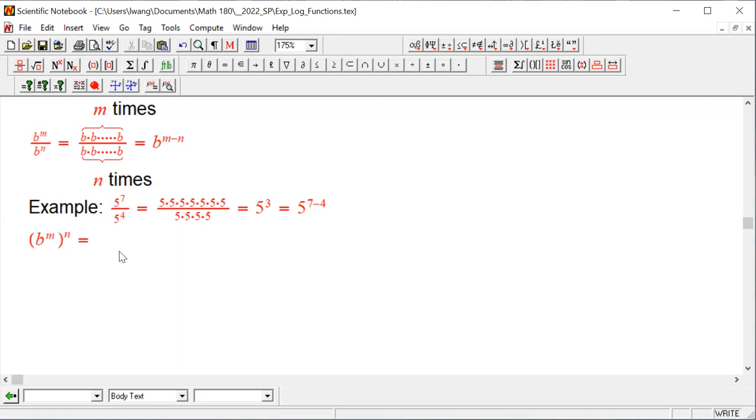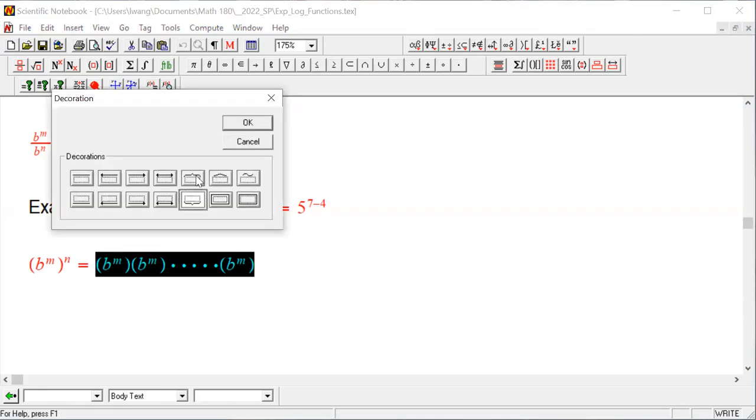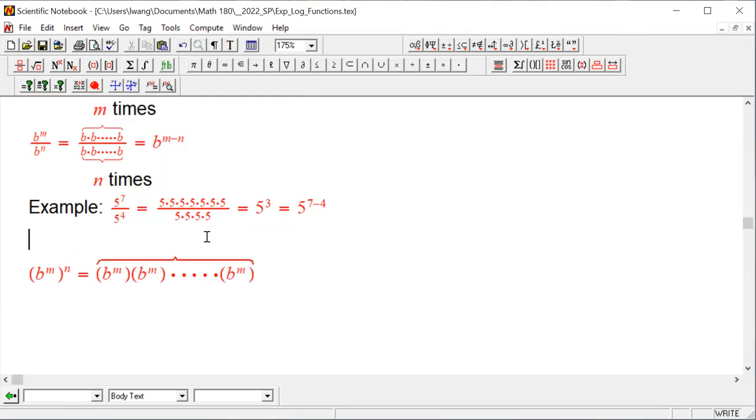b to the power m, all to the power of n. What would that be? First, we need to understand what this is. What is the parentheses to the power of n? So this thing is going to multiply itself. How many times? N times. So these are multiplying itself n times.